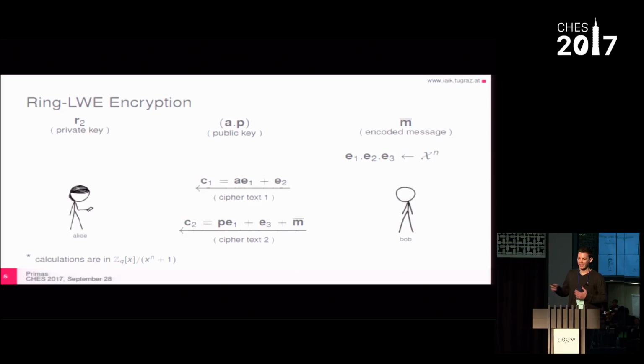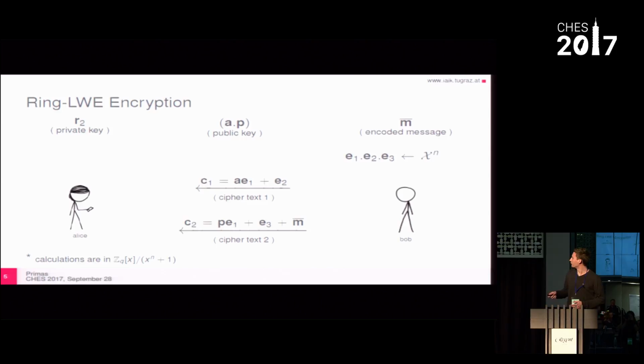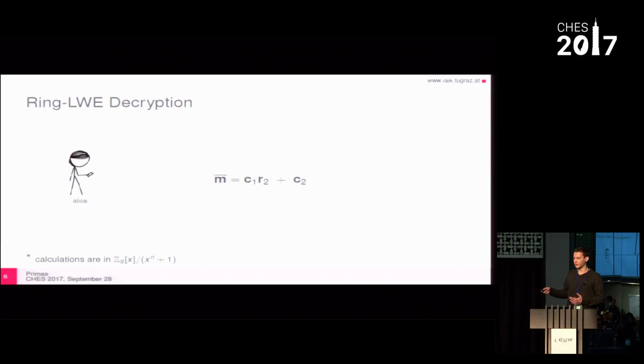Now, the actual encryption is not that important. The most important takeaway from this slide is just that the ciphertext consists of two parts, and this is probably all we need for now. The more interesting part, of course, is the decryption, since this is where we use the private key, which we want to recover in our attack. Fortunately, the decryption is quite simple. It's just a very simple combination of the ciphertext with the private key, and all the operations are very simple as well. We see a polynomial multiplication and a polynomial addition.